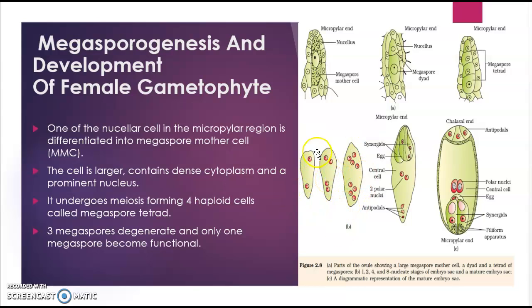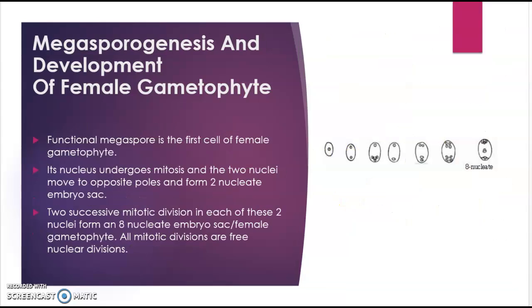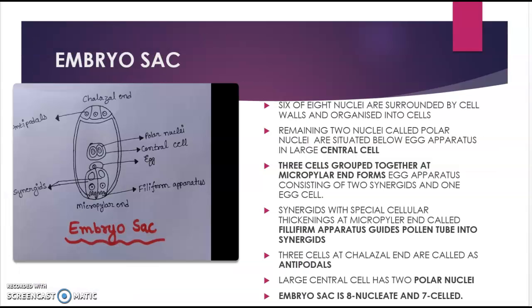That means only nuclear divisions are going on in these. It will be clear from here: one nucleus was present, then the first mitotic division, and then these will form 2, then 4, and from 4 to 8 will form. So that means all mitotic divisions are free nuclear divisions.